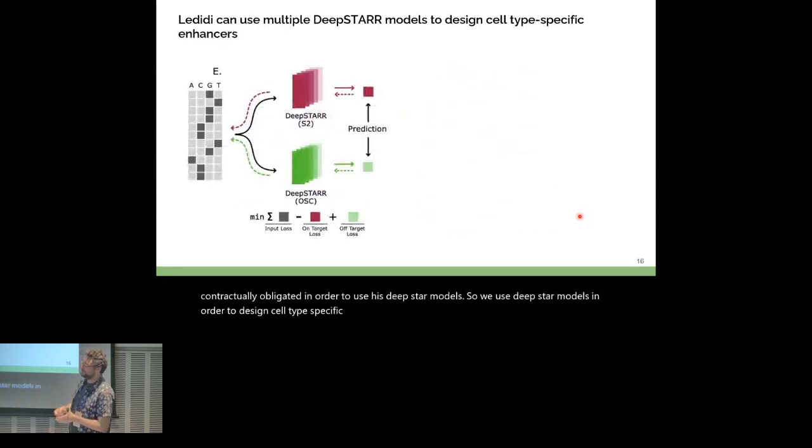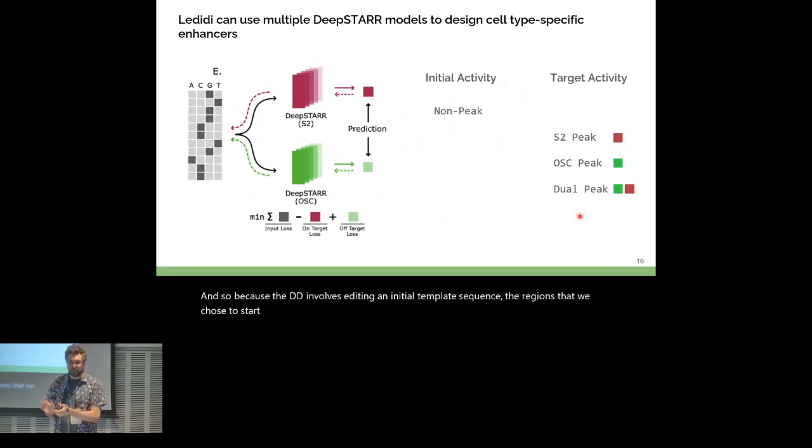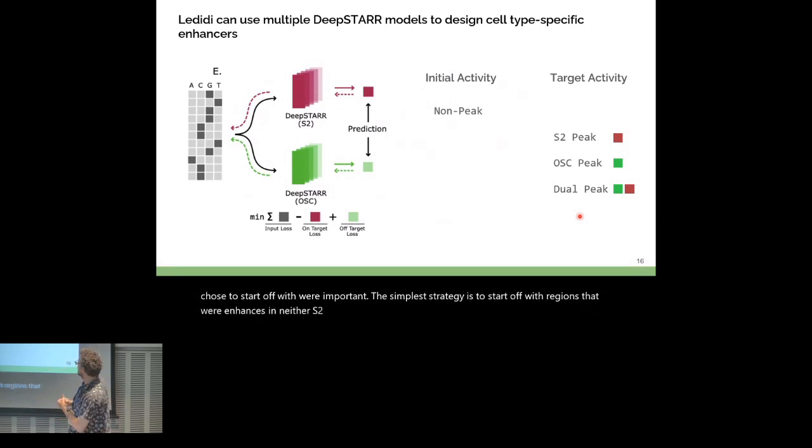We had these two cell lines. These were models from previous research projects. We did not have to train anything new for this research project. And we wanted to design regions that were specific to one of the two. And so because Ledidi involves editing an initial template sequence, the regions that we chose to start off with were important. The simplest strategy is to start off with regions that were enhancers in neither S2 or OSC cells, regions that were enhancers in neither cell line, and try to turn them into enhancers in one cell line or potentially in both.